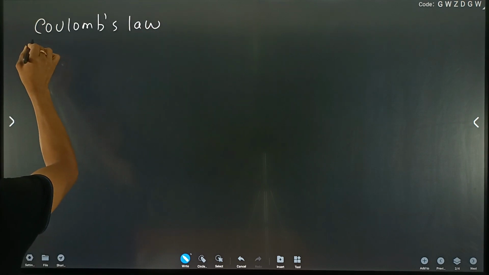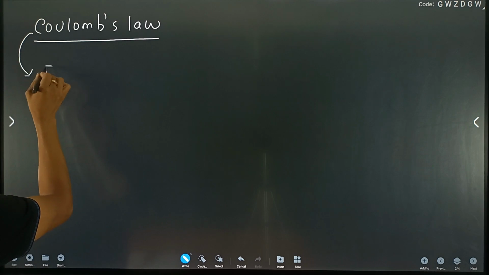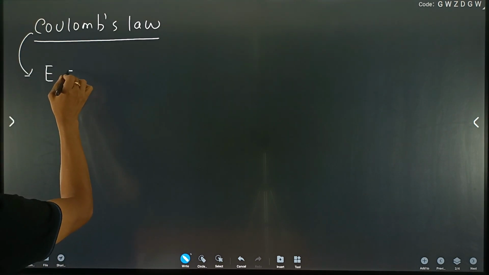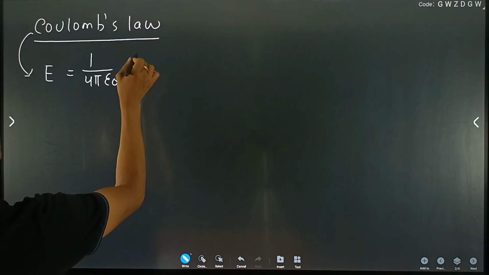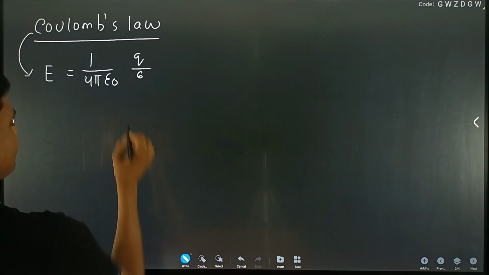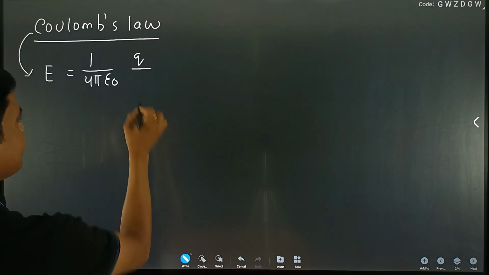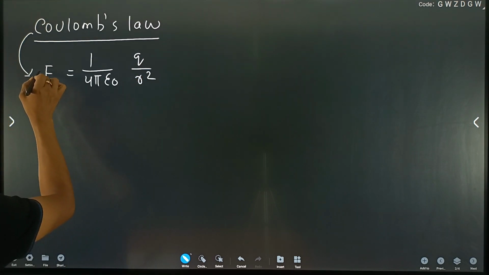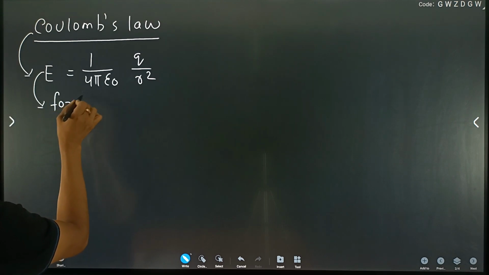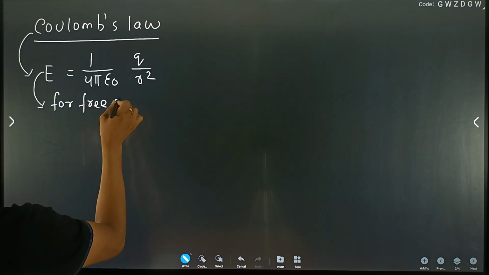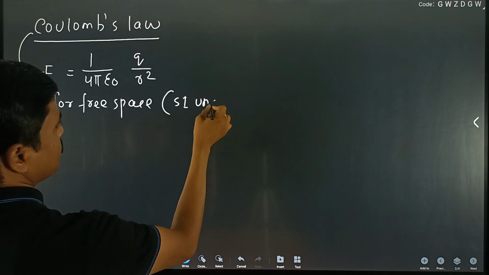You know the statement of Coulomb's law. And by using Coulomb's law, you also calculate the value of electric field due to a point charge, that is 1 divided by 4 pi epsilon 0, q divided by r square. This is the value of electric field for free space and in SI unit. You know that expression.